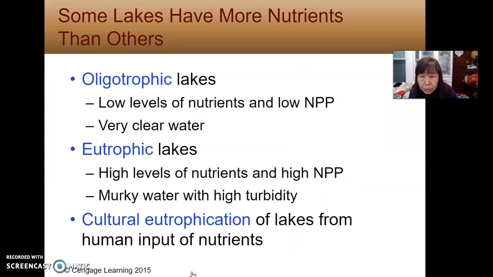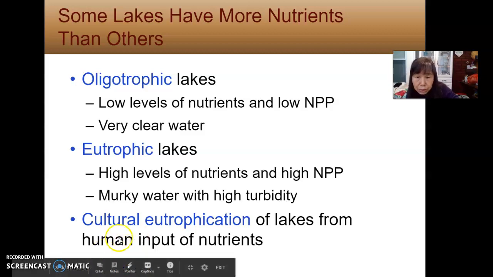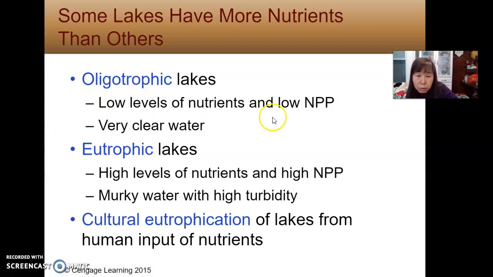And then if we look at their nutrient level, we also can divide the aquatic environment in different ways. So one is called oligotrophic. Remember, trophic means nutrient. And then oligo means few, very little. So those are low level of nutrients.